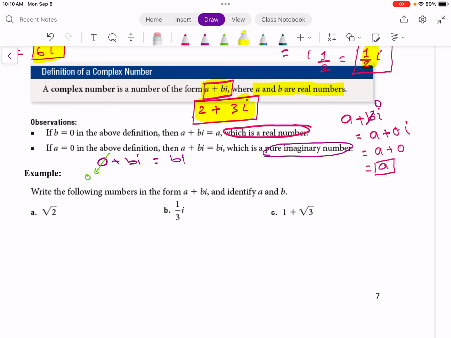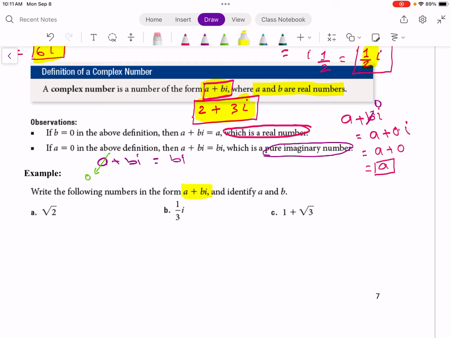In this example we are asked to rewrite this number in the form a plus bi. Now we have the square root of 2. What kind of number is this? Is this real or imaginary? Real. The only way it can be imaginary is if you have a negative number under the square root, or if you see i. Those are the two things that tell you whether a number is imaginary or not.